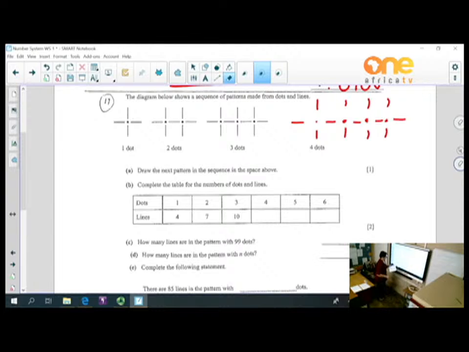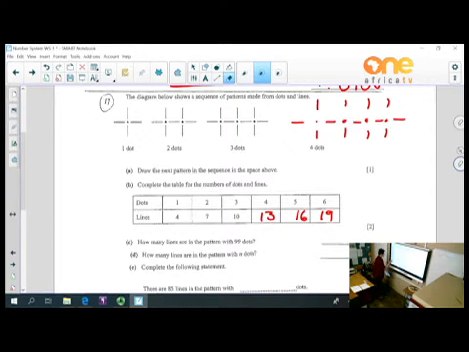There's my shape. Okay, then they say complete the table for the numbers of dots and lines. So dots we have now, and here we have to find a pattern. And you can see that every time it is 3 more. So this one will be 13, 16, and 19. How many lines are in the pattern with 99 dots? So you have to find that pattern there.